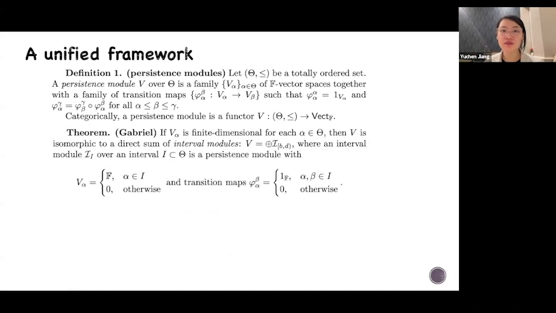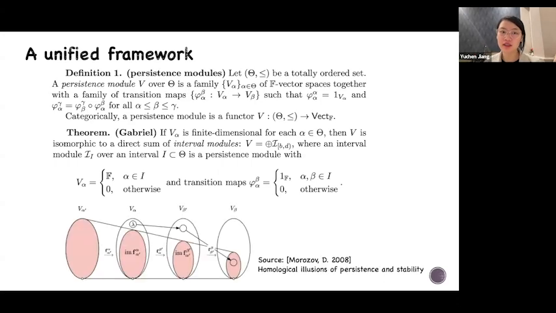Then Gabriel's theorem tells us that if V_alpha is finite dimensional for each alpha in the index set, then this persistence module V is actually isomorphic to a direct sum of interval modules, I_[b,d]. So what this means is all the data of V are actually contained in these b,d parameters, which we'll call birth and death. And here is an illustration that I really like.